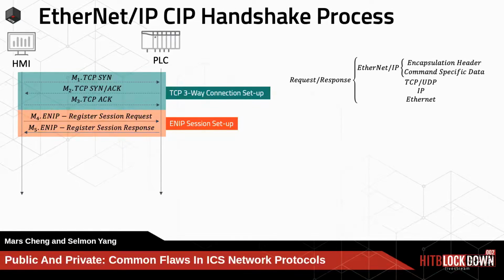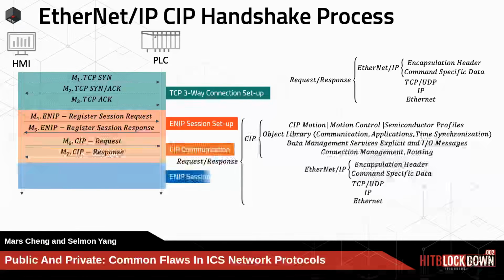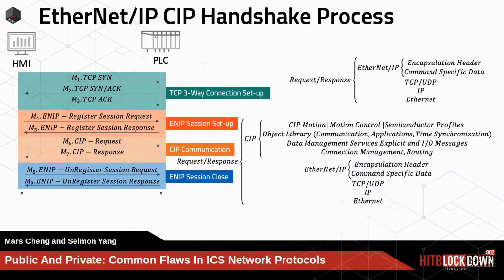In messages 6 and 7, we use a send control message. And on the right side, CIP over EtherNet/IP provides many uses, making CIP usable for things such as data management service or motion control. And at the end of the communication, the protocol will send the unregister request and response, so the end of the entire session. So this is the EtherNet/IP CIP handshake process.